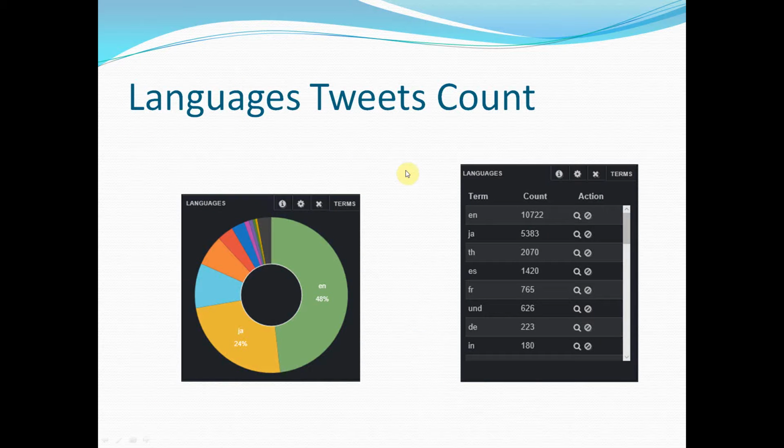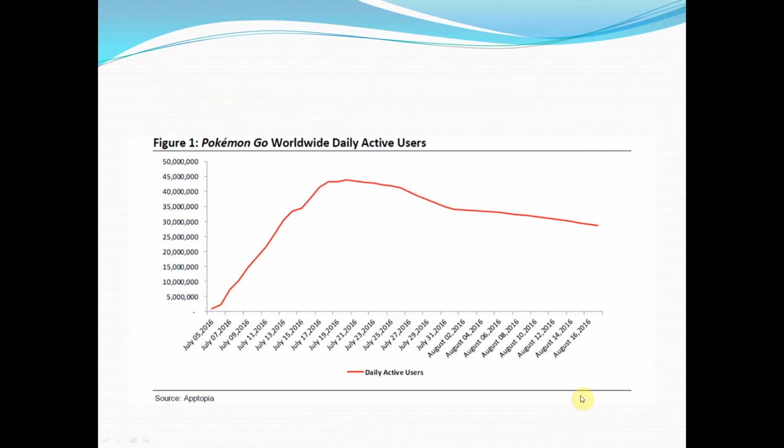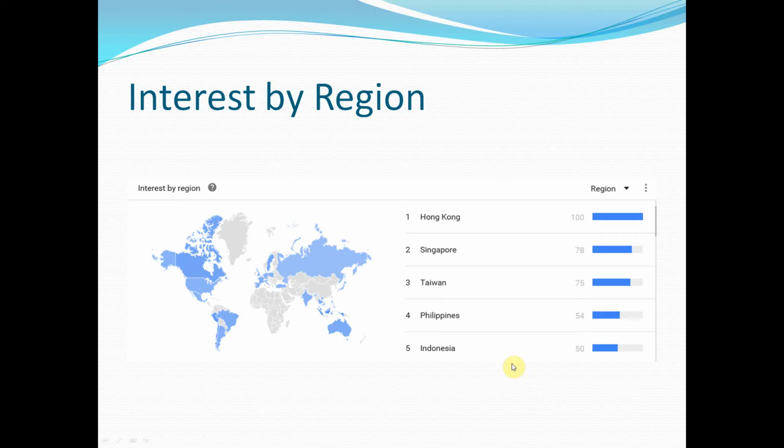This is the language tweet counts. We can see it shows the biggest components here. And this is the picture I got from Yahoo News, just the Pokemon Go worldwide daily usage. We can see that it goes to 45 million quickly and then dies down quickly too. And this is the interest by region from Google Trends. That's what I wanted to do. However, I could not make it because of the lack of coordinate or place information.